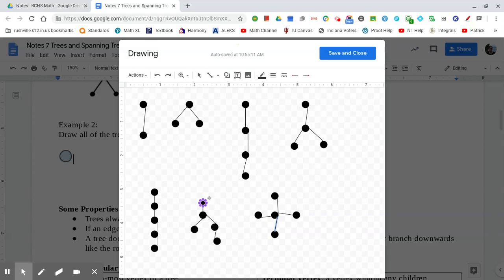All right, so something to notice. This is probably one of the biggest things to notice about these tree diagrams that we just made. For 2 vertices, there's 1 edge. For 3 vertices, there are 2 edges. For 4 vertices, no matter which diagram you look at, there are 3 edges. For 5 vertices, there are 4 edges.